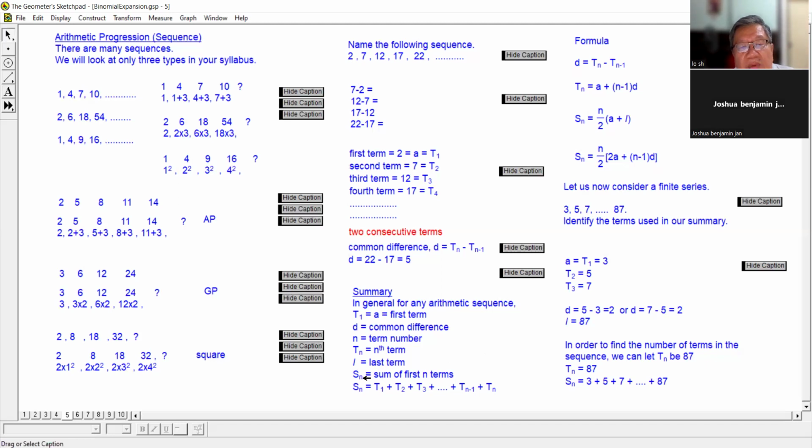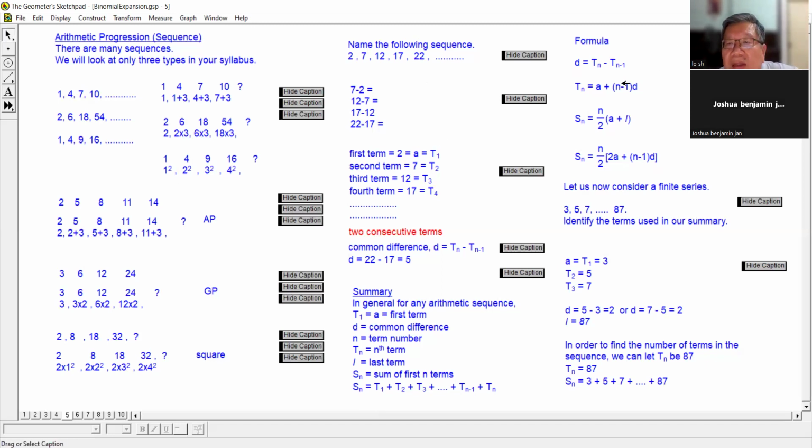Then Sn. Sn is the sum of the first n terms. That means you add up all these numbers, and it is called Sn. If there are 5 terms, then you call it S5. If you want to add all 10 terms together, you call it S10.